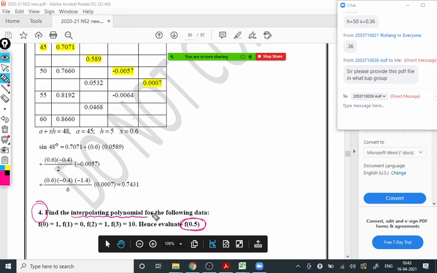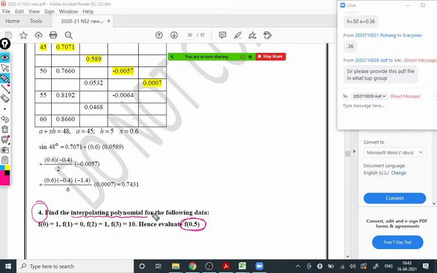We have to find the general function f(x) first, and then using that we have to find f of 0.5. So step number 1, we should make a difference table. Only small changes may be there in calculations.